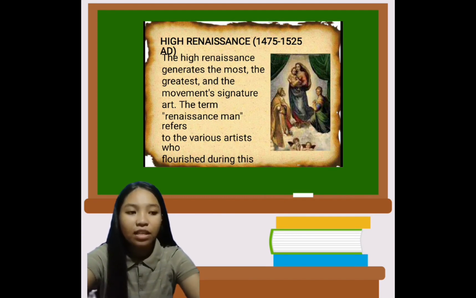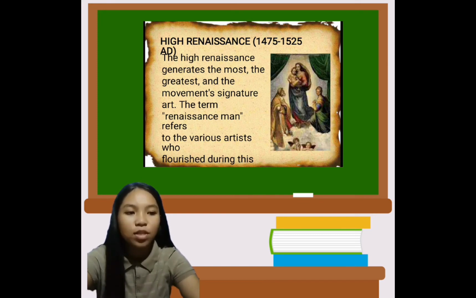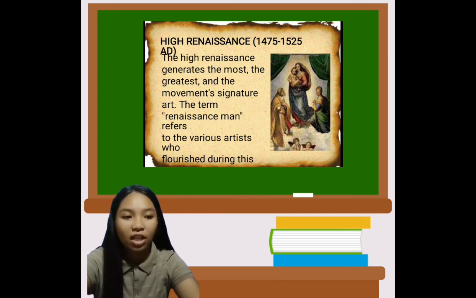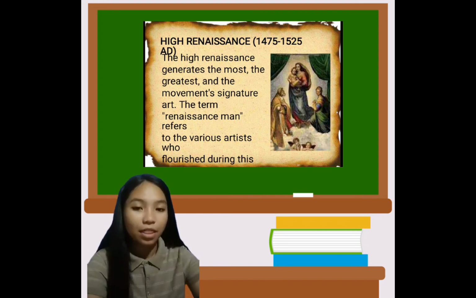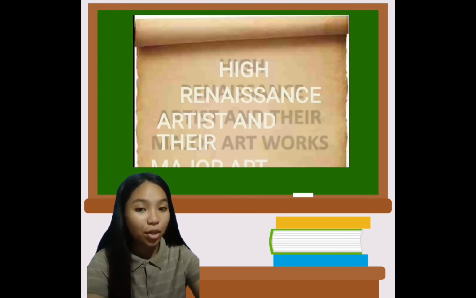All of the innovative and groundbreaking methods used in early Renaissance art were further refined in High Renaissance art. Painting, architecture, and sculpture also saw significant invention and advancement during this time, including the introduction of new painting media like oils and perspective-altering techniques. These are the artists and their major artworks in the High Renaissance.